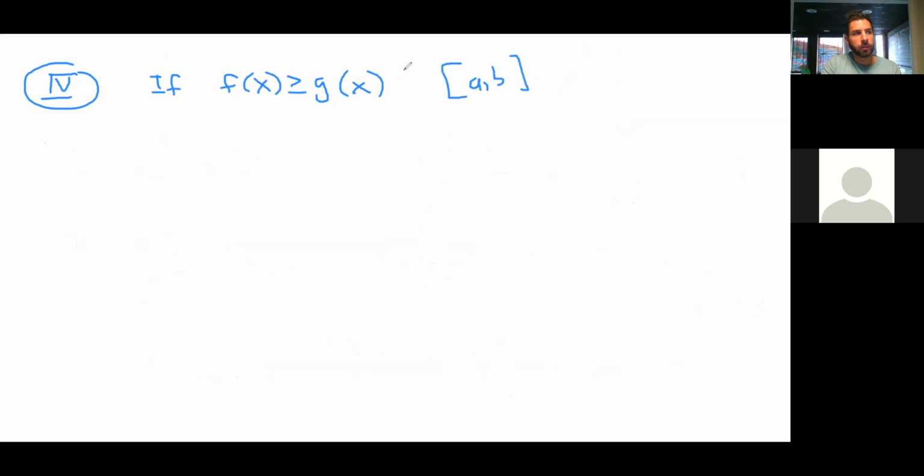Okay, the next very important fact is the following. I guess this is really the last one we need. If f of x is greater than or equal to g of x on our interval, then the integral of f of x, whatever number this is, has to be greater than or equal to the integral of g of x.